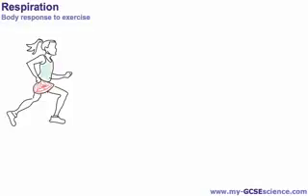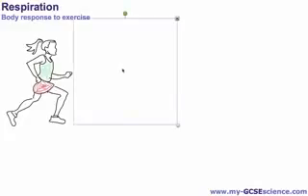Now let's start off with an example of someone who is running, and when they're running obviously that's doing exercise, and there are certain changes that happen in the body in order to help with doing this exercise, and we can look at some data based around that.